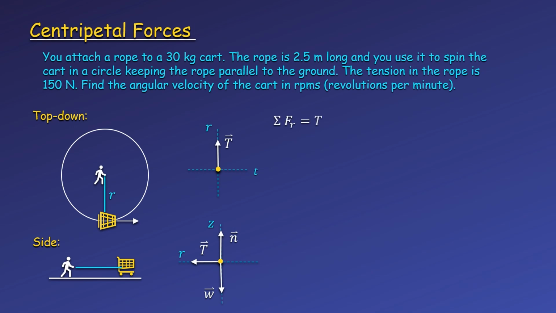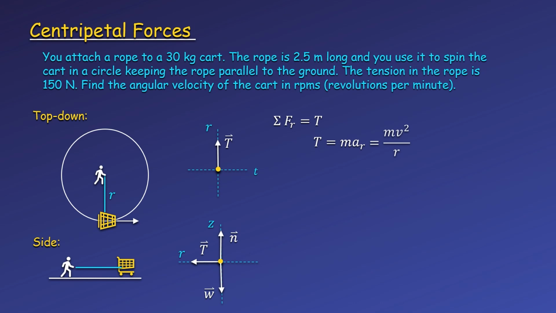For the radial direction, we only have the tension. Notice we have chosen our positive radial axis to point toward the center of the circle. This is useful because it will also make our radial acceleration positive since it is inward. The tension represents our centripetal net force, so we will set it equal to the mass of the cart times its radial acceleration, which again we can write as mass times v squared over r.